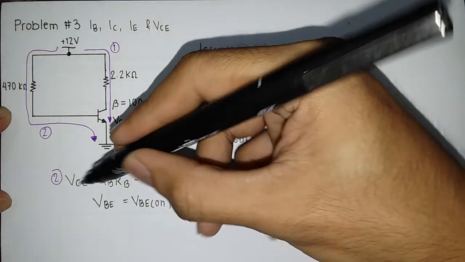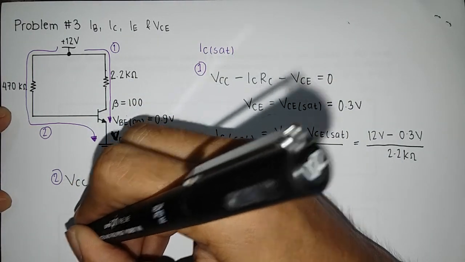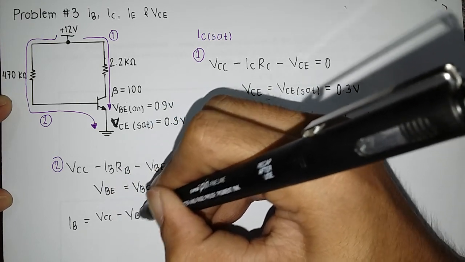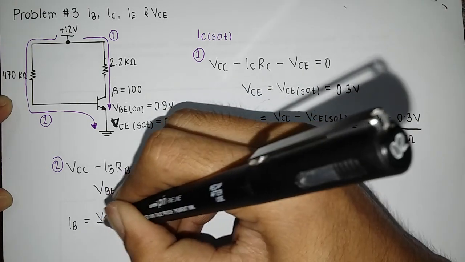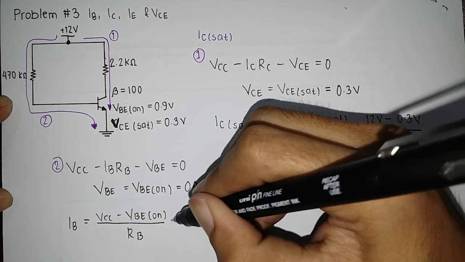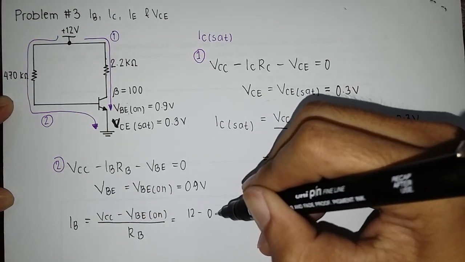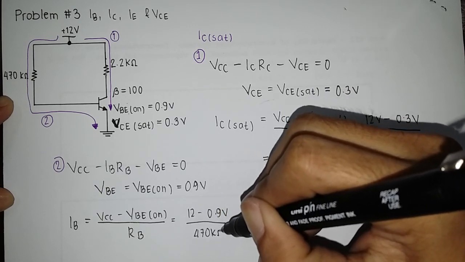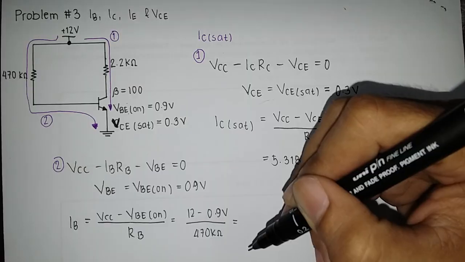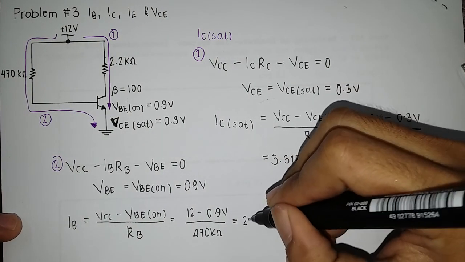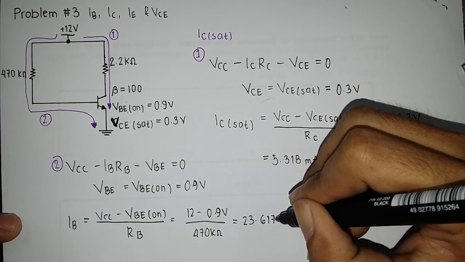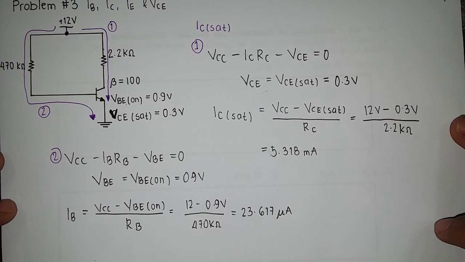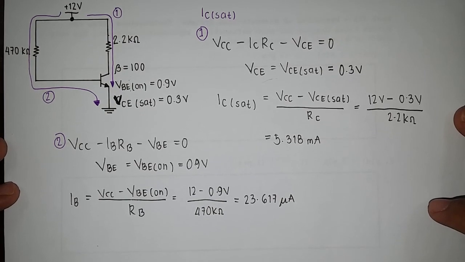So makuha natin by manipulating the equation, makuha natin IB is equal to VCC minus VBE on over RB. And by substituting the values, makuha natin 12 volts minus 0.9 volts divided by RB na 470 kilo ohms. Makuha natin 23.617 microamperes. So, medyo nag-vary siya, no? Medyo bumaba yung value niya compared sa problem number 1.